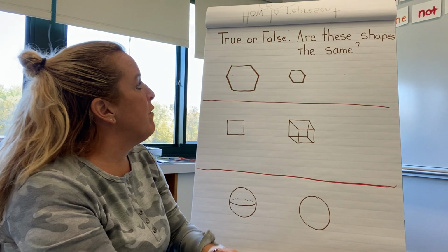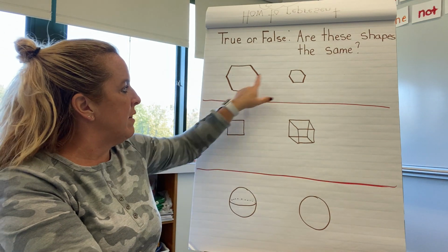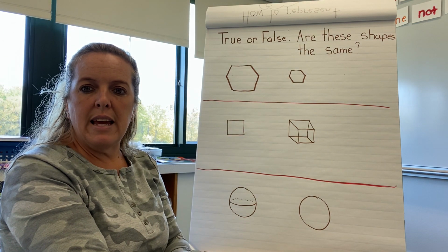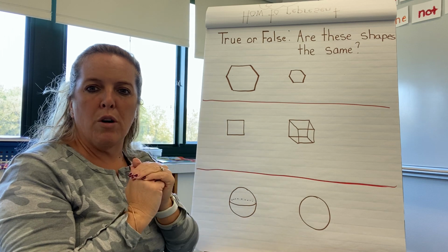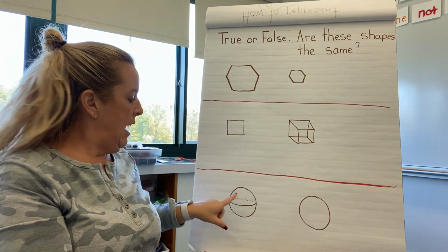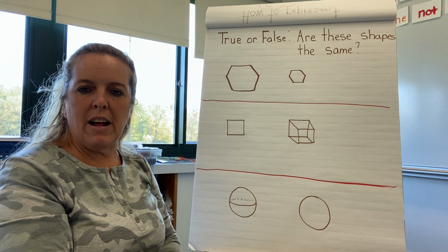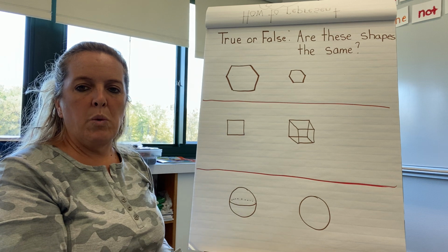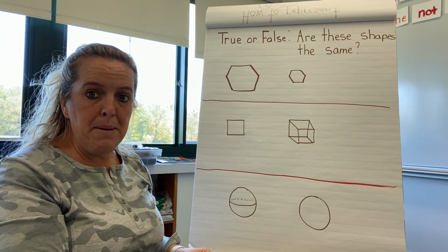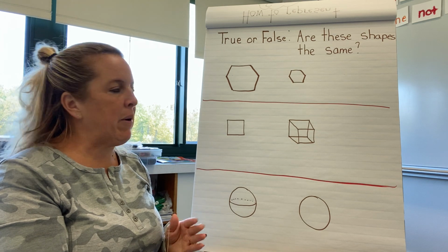And it says, true or false, are these shapes the same? So I want you to think for a minute. Look at these two shapes. And you're going to say, yes, true, they're the same, or false, they're not the same. These two, and then these two. So we're comparing the ones that are across. And I'll give you some time to think of it, whether you think they're the same or they're not the same. And then we'll talk about it.